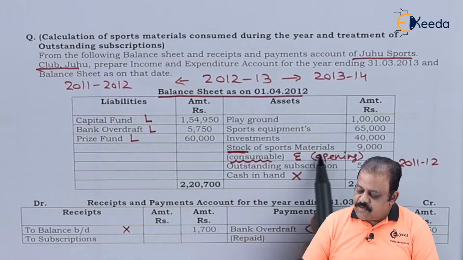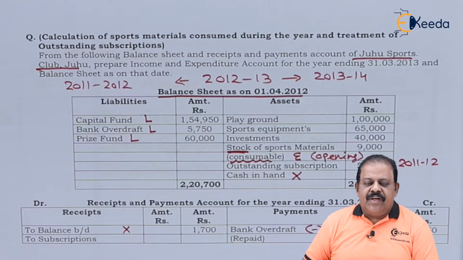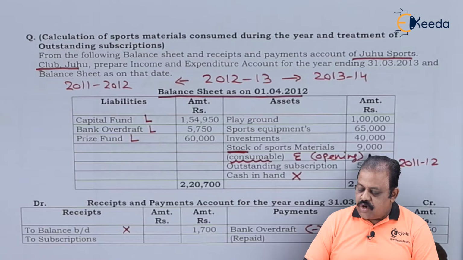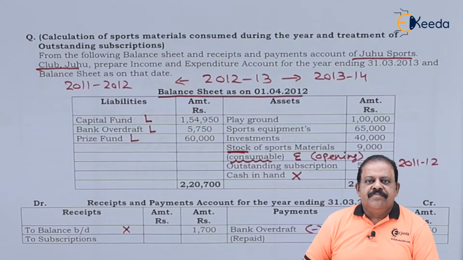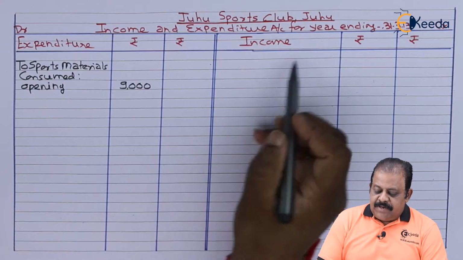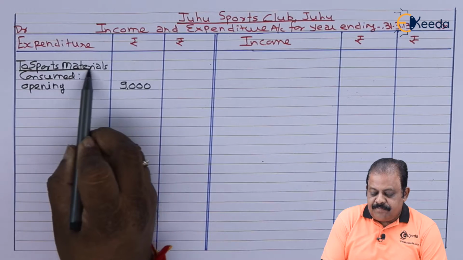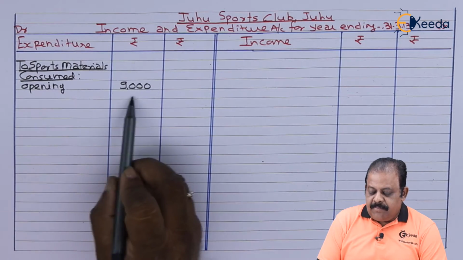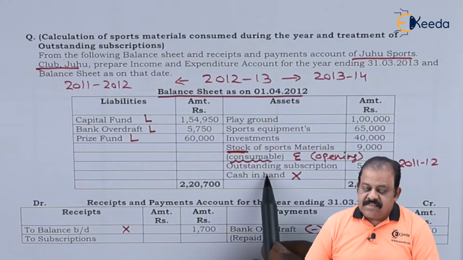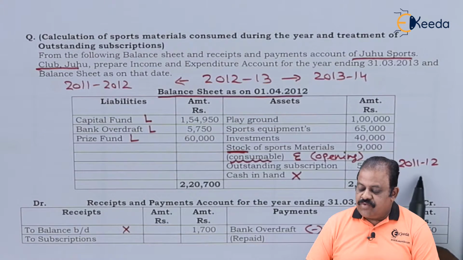Next we have stock of sports material 9,000. This is opening stock of sports material. This will be recorded on the expenditure side, income and expenditure account, debit side, to sports material consumed. Opening balance is 9,000.